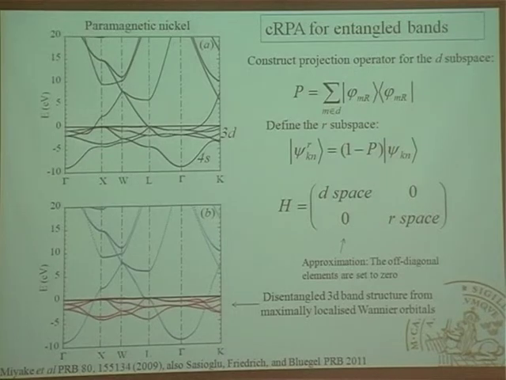So the next step is to construct a projection operator for the D subspace. So these are then the Wannier orbitals. And then we define the R subspace to be whatever is projected out from this D subspace. So I define the R subspace to be this one here. Just remove all the D component from each wave function.